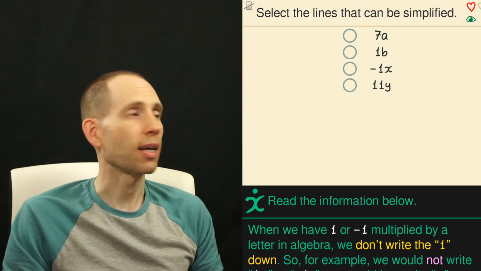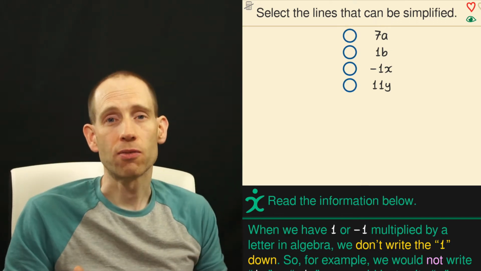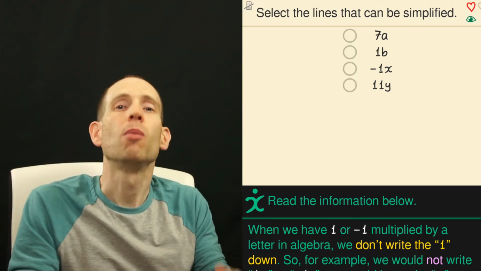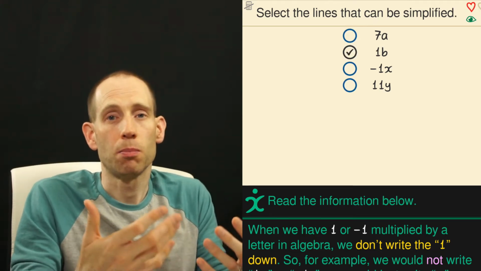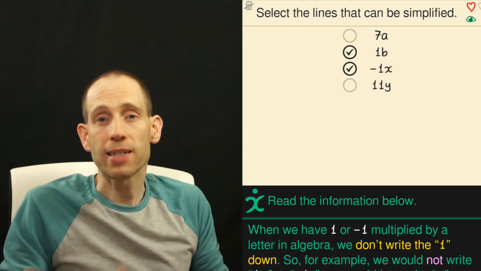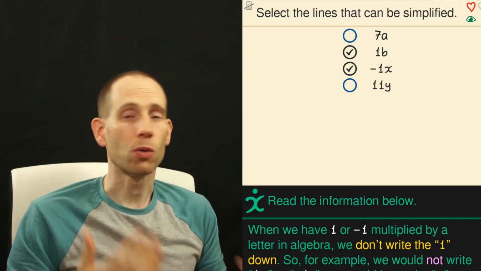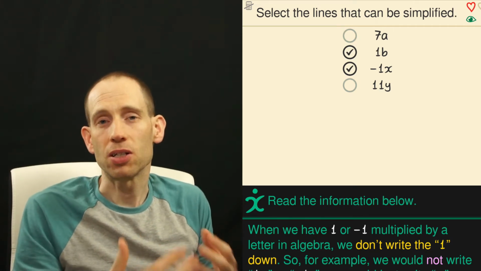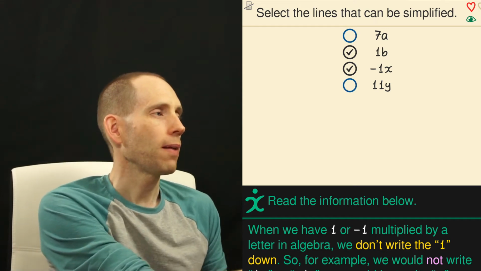So select the lines that can be simplified. I'm going to select the lines where I didn't actually need to write down the 1. I could simplify this algebraic term by not writing down the 1. So 1b would actually just be b, and -1x would actually just be -x. The 11y, that's not going to simplify, although it's got a 1 next to a letter. That's not a 1, it's an 11. Same digits, but a different number. It's somewhere else on the number line. Okay.